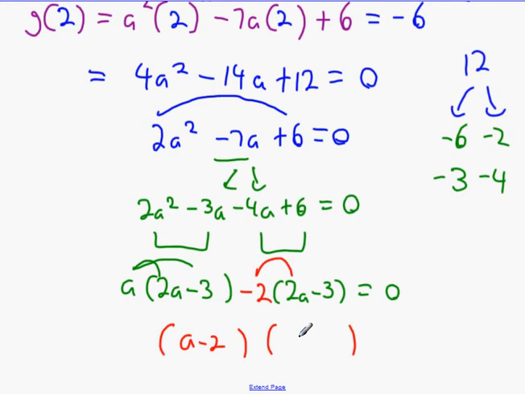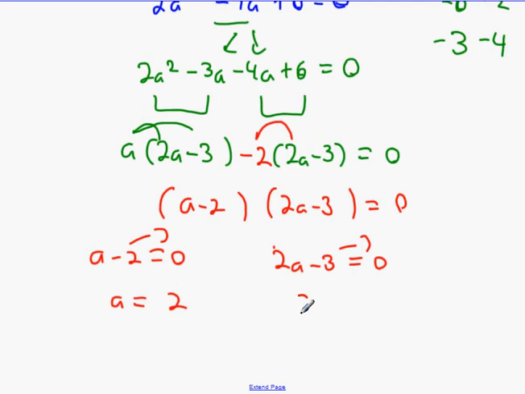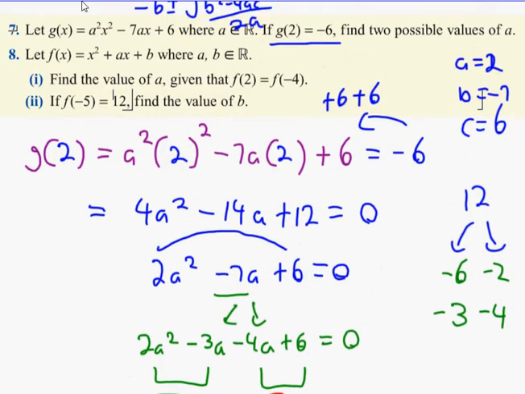Yeah. And then to finish that off, how do you finish it off? It's a solved question. So a minus 2 equals 0 and 2a minus 3 equals 0. Bring over the 2, and what do we have? And then bring over the 3. 2a equals 3, and a equals 3 over 2. Okay, tough question, that one. Very tough question. Now, question 8.